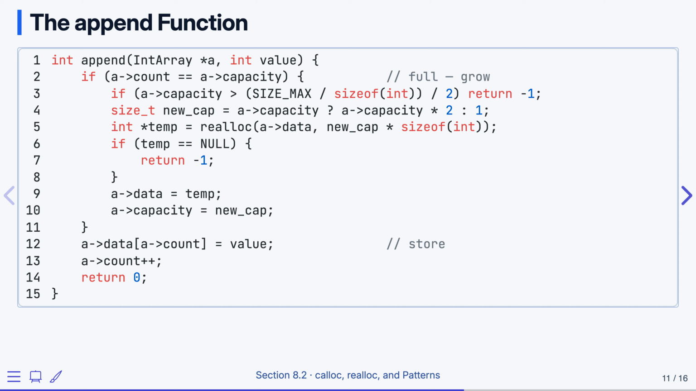After the growth check, whether or not we grew, there is now room. So we store the value at data of count and increment count. Notice the doubling: new cap equals capacity times 2. That is the key to good performance, and we will see why in a moment.